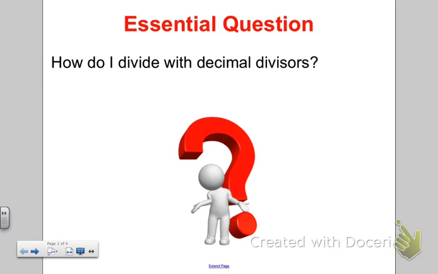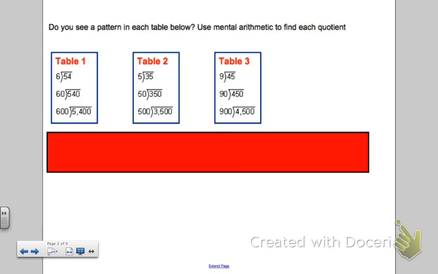Our next essential question is, how do I divide with decimal divisors? Now, before we get into decimal divisors, take a look at tables 1, 2, and 3 here. This is not in your workbook, so don't worry about looking for it. Do you see a pattern in each table below? Use mental arithmetic to find each quotient. But if you want to use a calculator for these couple problems, you can do that, because you're going to notice a very interesting pattern here.